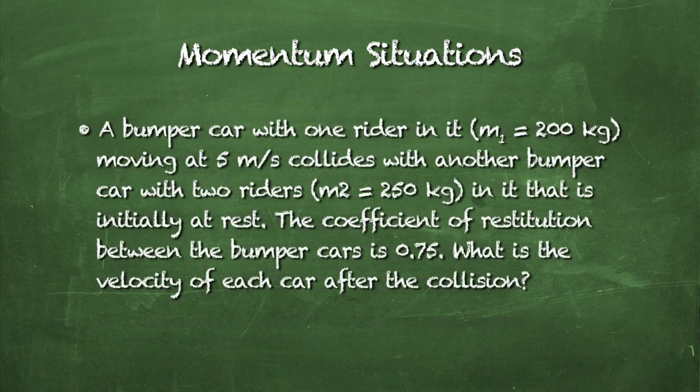A bumper car with one rider in it, which has a total mass of 200 kilograms, moving at 5 meters per second, collides with another bumper car with two riders in it, which gives it a mass of 250 kilograms, that is initially at rest. The coefficient of restitution between the bumper cars is 0.75. What is the velocity of each car after the collision?